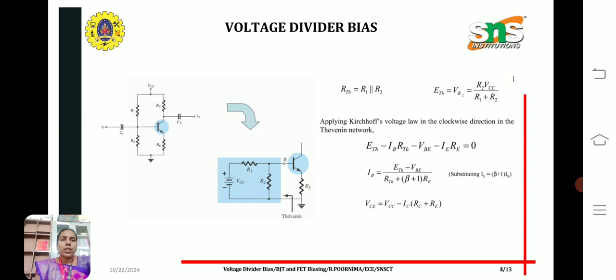From this, the Thevenin resistance RTH is calculated as R1 parallel with R2, and ETH is given by the voltage across R2, R2 into VCC divided by R1 plus R2. By applying Kirchhoff's voltage law in the clockwise direction in the Thevenin network, we get the equation ETH minus IB into RTH minus VBE minus IE into RE equal to 0. So we get the base current as ETH minus VBE divided by RTH plus beta plus 1 into RE, and VCE equal to VCC minus IC into RC plus RE. So we have obtained the base current and collector voltage.